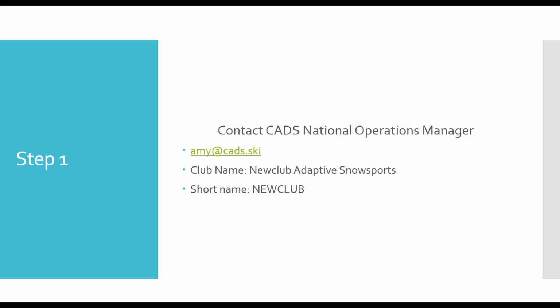So how do you start? First thing, you need to talk to Amy in the national office, and she's going to want to know your club name and what you call yourself. For example, Silver Star, where I am, is SSAS, and VISAS is Vancouver Island Adaptive Snow Sports. So she's going to want to know your full name and your short name. Give Amy a call or shoot her an email and she'll get you set up.